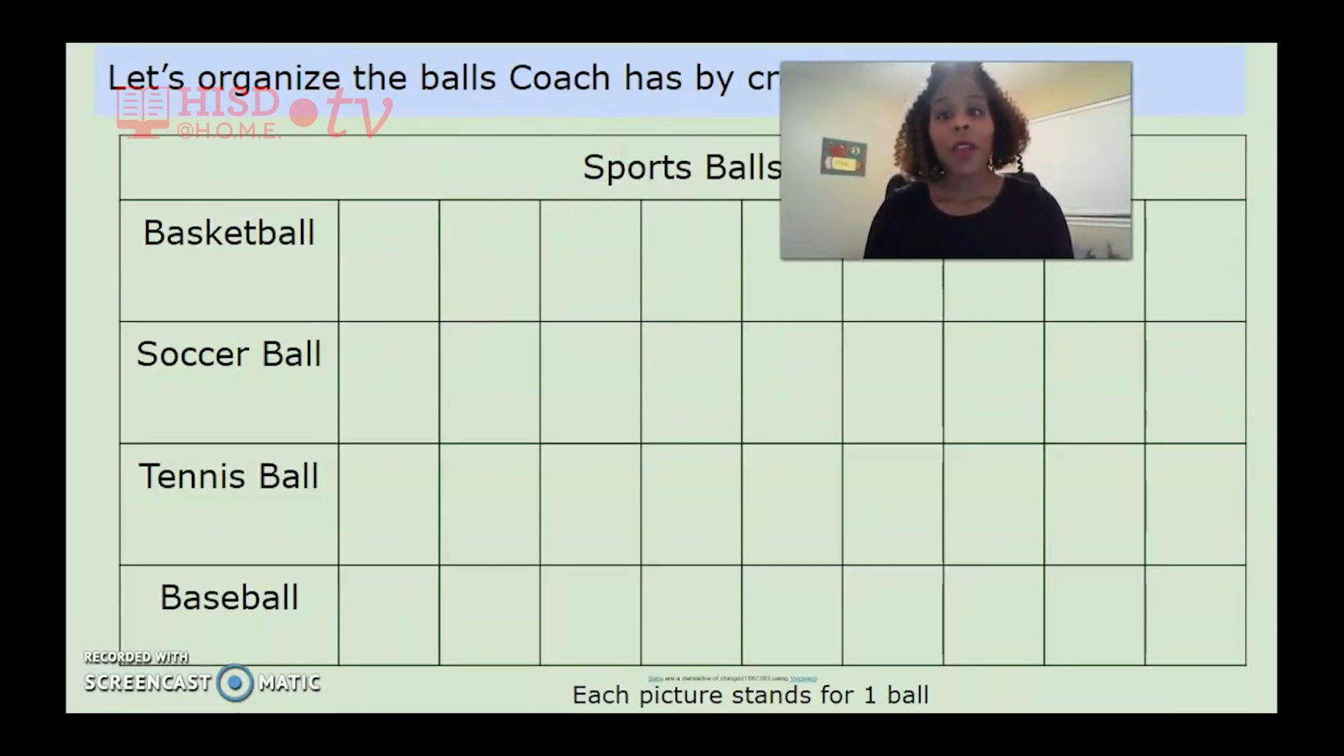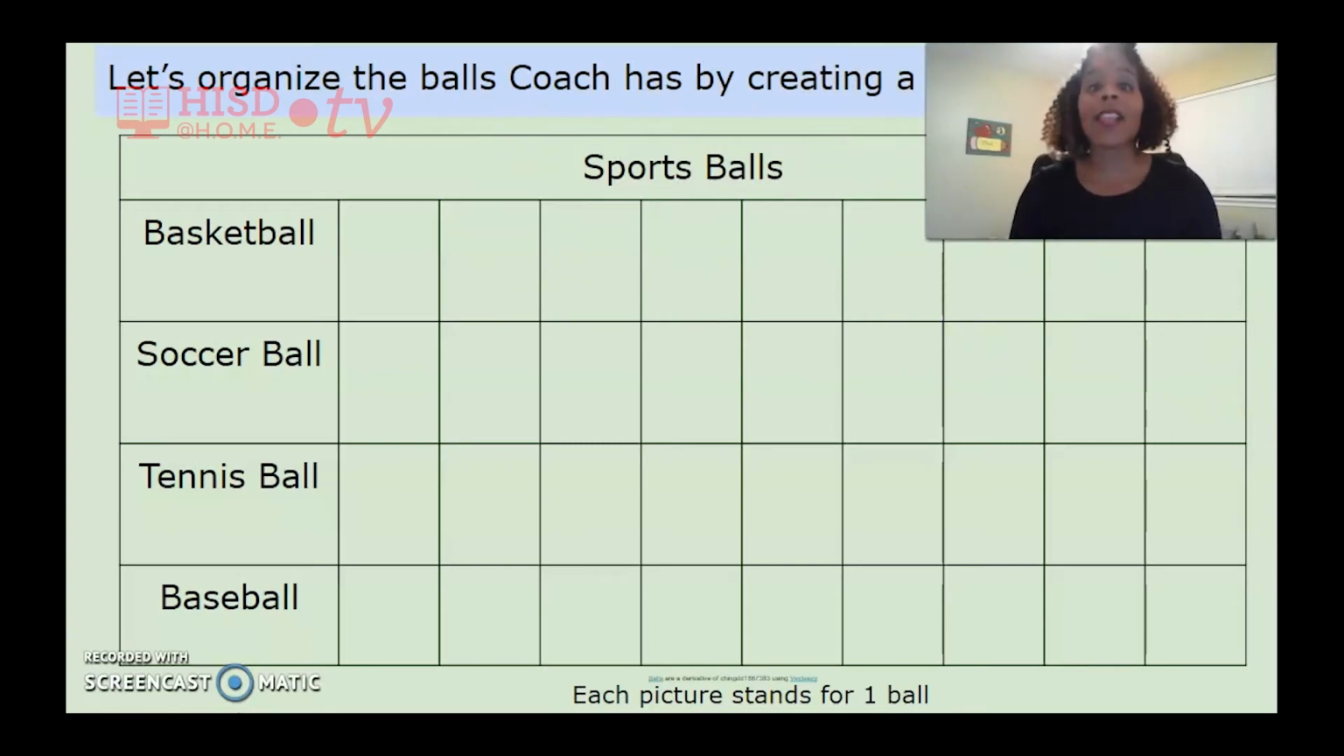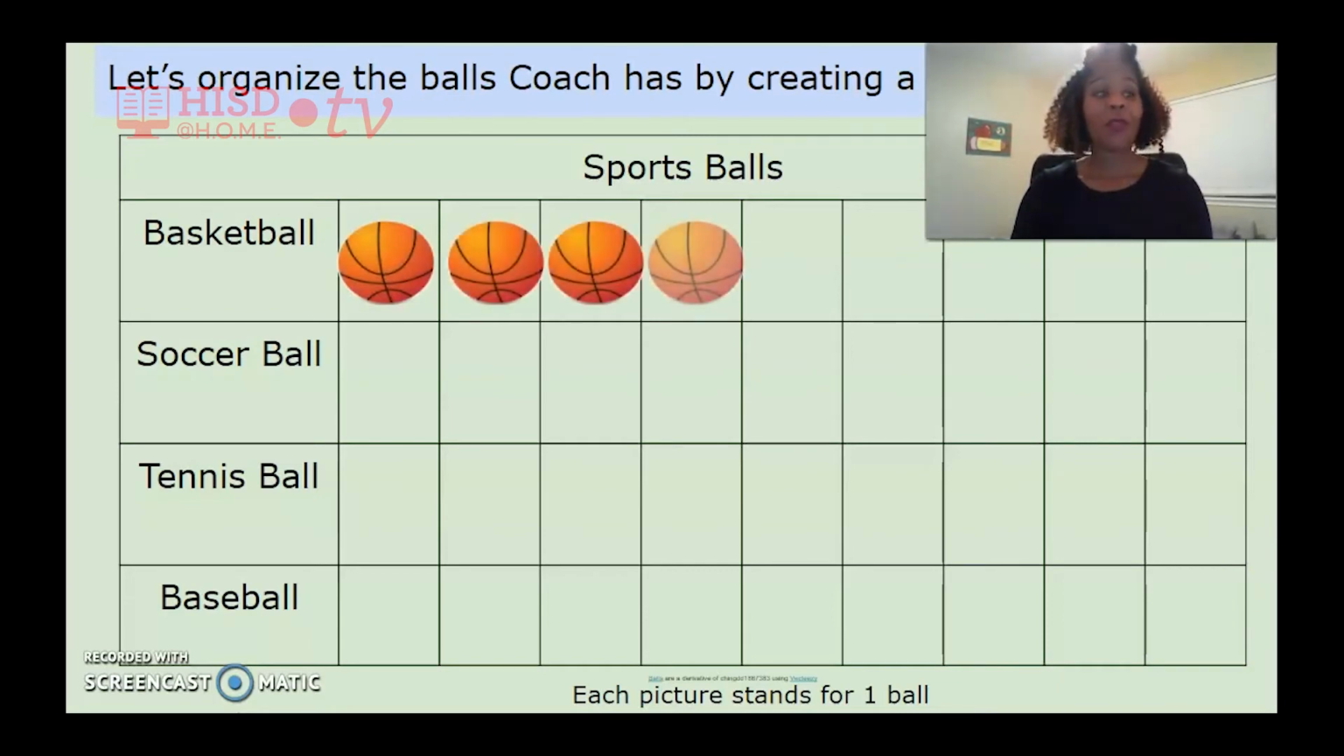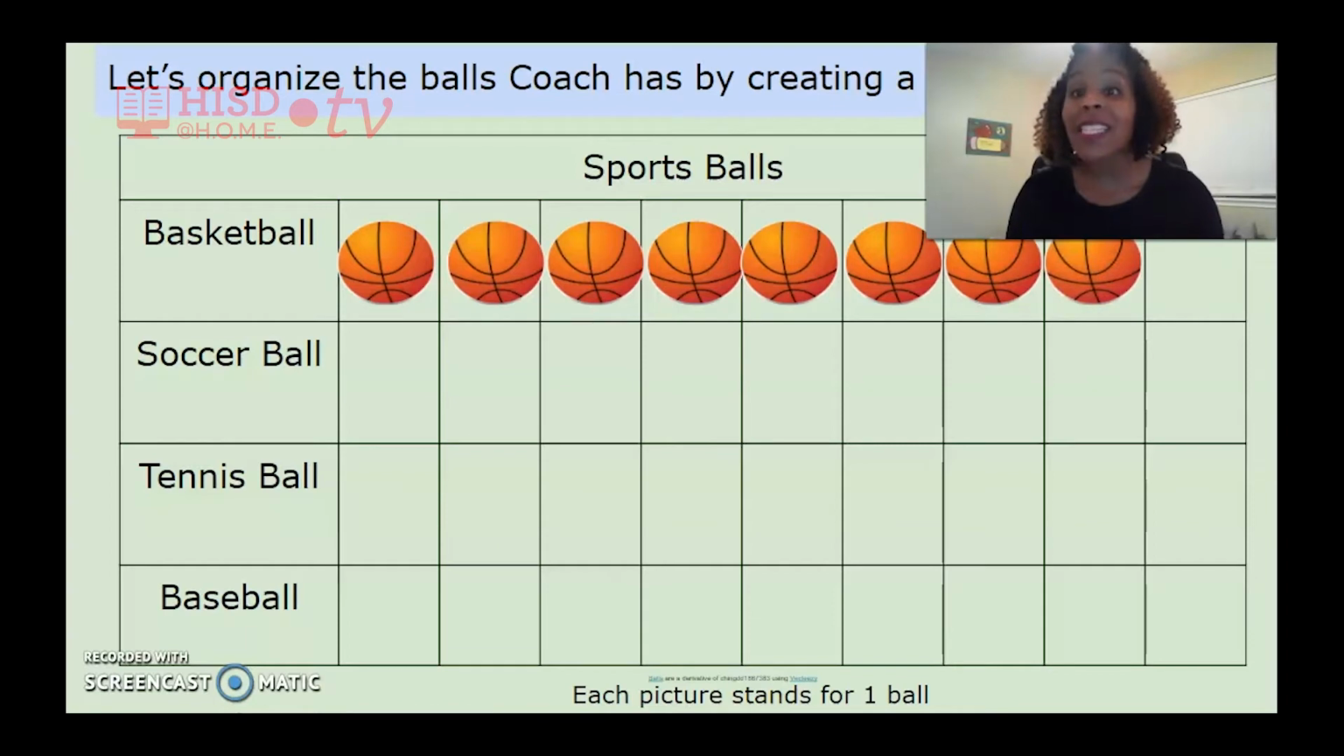Now here we want to organize Coach's balls by creating a pictograph. So now we're going to start with how many basketballs do we have? Now, each picture stands for 1 ball. So we're going to be counting by 1 on this picture. Let's begin. 1, 2, 3, 4, 5, 6, 7. Wow, we have 7 basketballs. So in that pile, he had 7 basketballs.